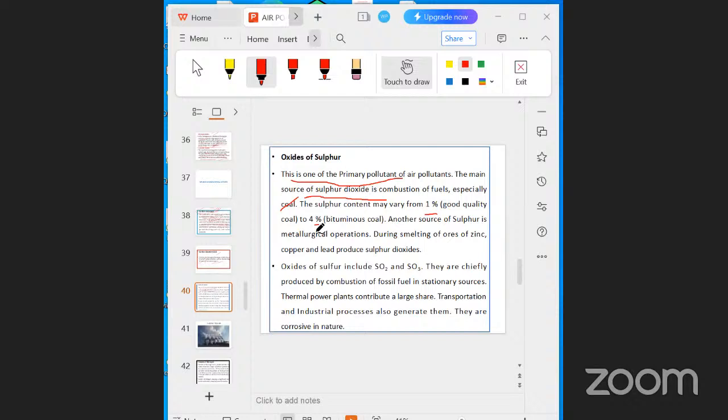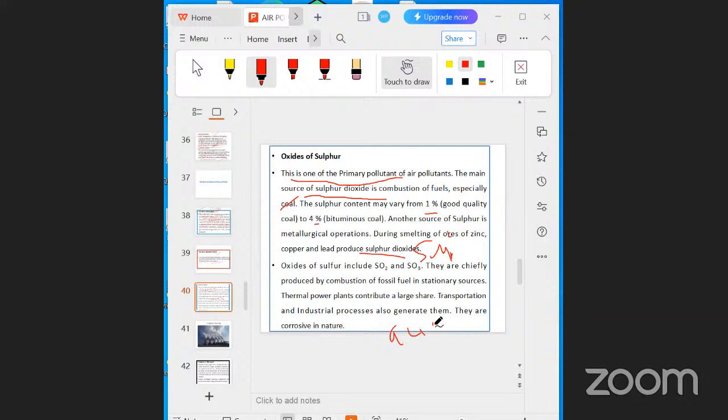Sulfuric acid. So this acid causes acidification and winter smog. Acidification, winter smog. So sulfur dioxide is a gas that can be produced when sulfur containing fuels are burned during industrial processes like in power plants and refineries, right?